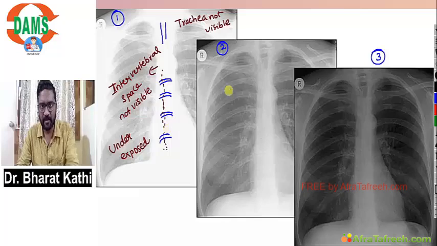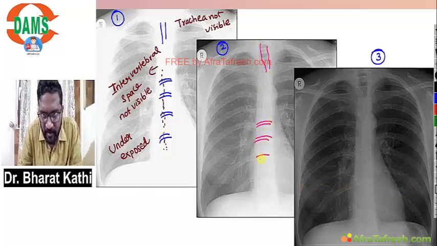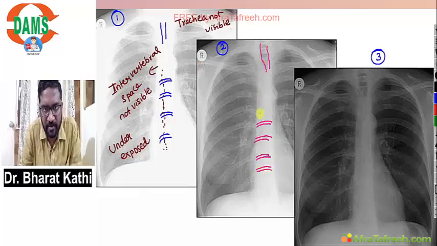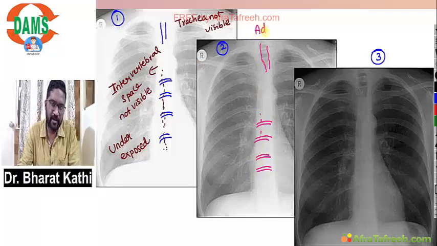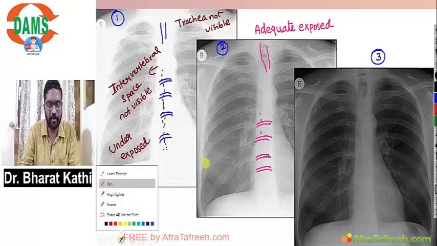Whereas the second image, you can see the translucency of the trachea is visible. You can see faint intervertebral spaces, and you can also see the spine a bit. So this is adequately exposed. Also the lung fields are appearing normally, with normal translucency.